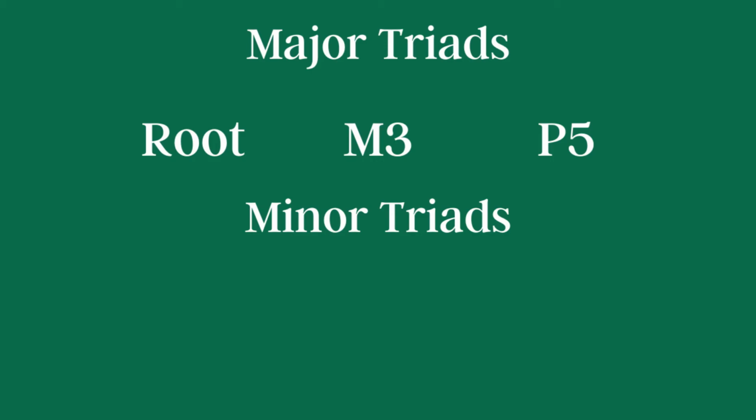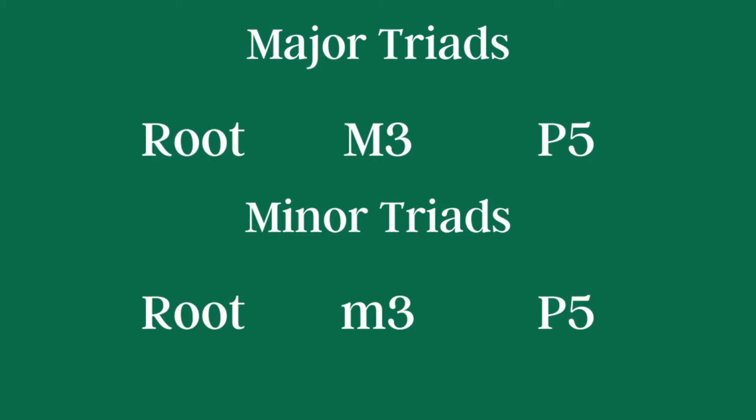As you may have guessed, minor triads work exactly the same way major triads do, except for one very important difference. When comparing our major and minor triads, there's only one interval that's changed, the third. The major third interval in the major chord is swapped out for a minor third, and it gives us a whole new chord, the minor triad.